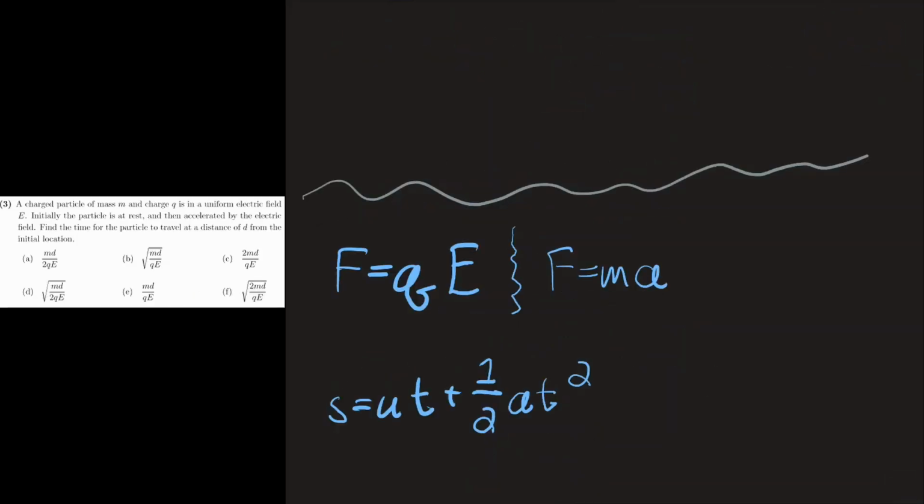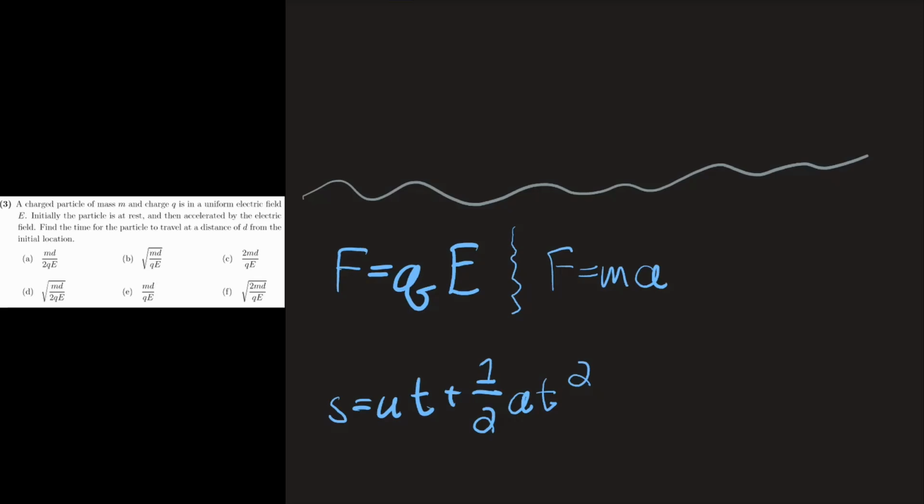So next is question 3, which says a charged particle of mass m and charge q is in a uniform electric field E. Initially, the particle is at rest and then accelerated by the electric field. Find the time for the particle to travel a distance d from the initial location.